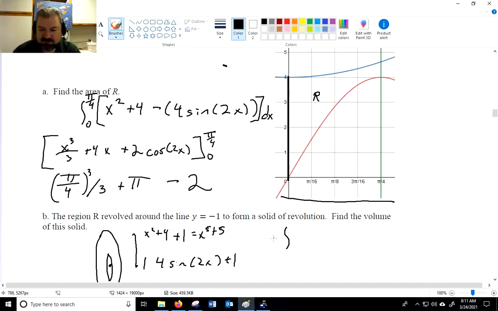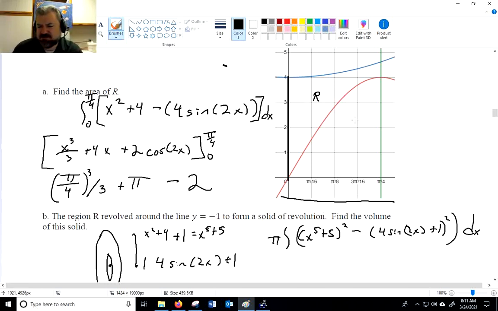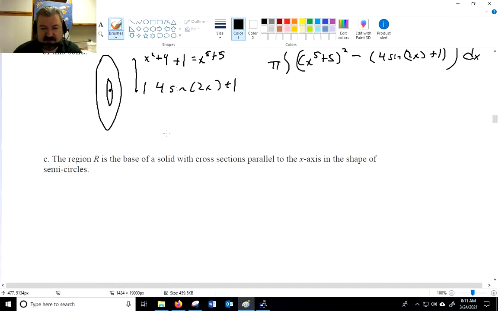So our integration is pi times R squared minus r squared. So x squared plus 5, squared, minus 4 sine 2x plus 1, squared, and that whole thing times dx. And we could use a calculator to evaluate that. It would be totally possible to do that by hand, but that would be a lot of work. You have to square both of those things, and so I'll leave that to you if you want to figure out what that is. But for now, we're just going to write the expression.